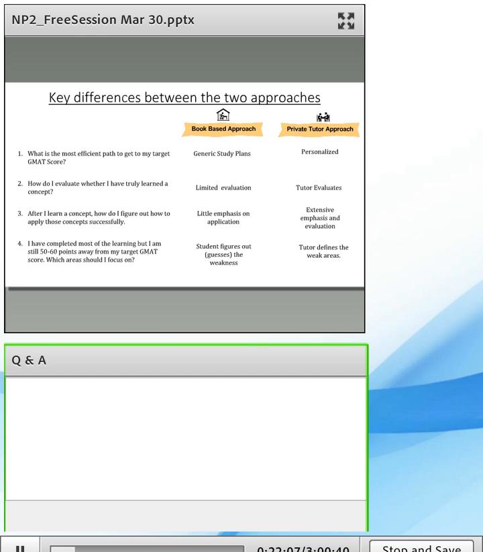So while, again, as I said, you learn the same content in both these approaches, you can really see how the e-GMAT course is built around that private tutoring based approach. And through the feedback, through the application that we teach you, why it leads to a lot more success.